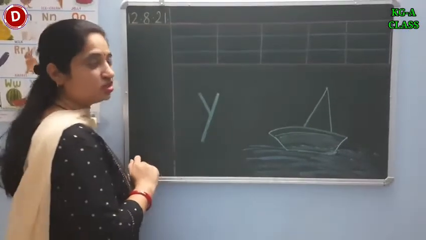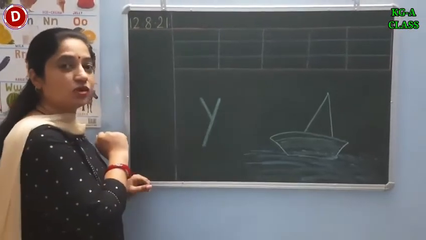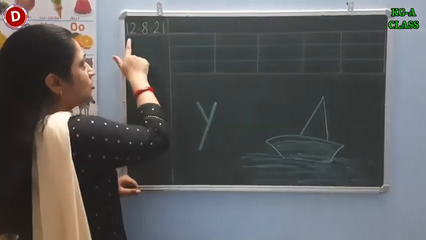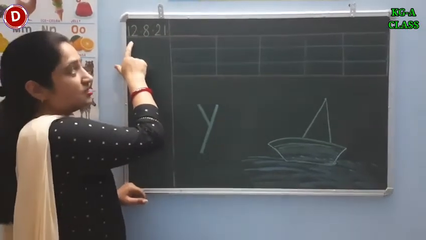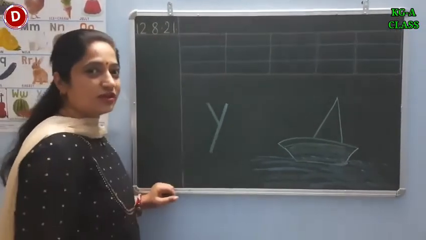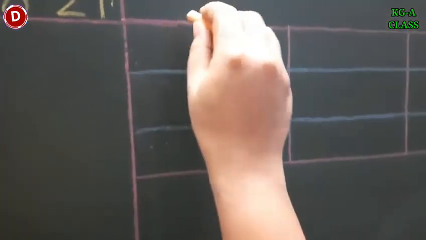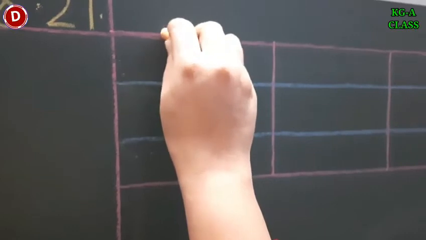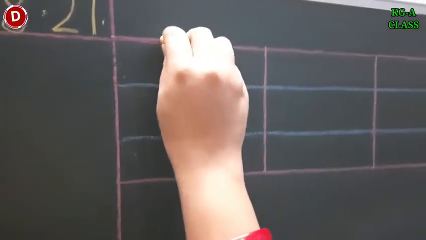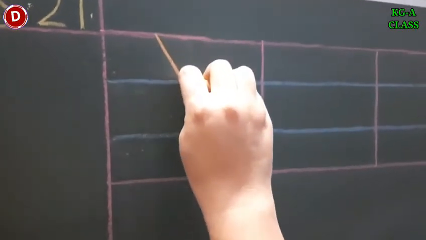Now I'm going to teach you. So first I will write on the board which you have to watch. Okay. Now look here, this is today's date. Today is 12th August 2021. Children, first you have to put your pencil on the red line and make a slanting line, see, like this, till the first blue line.